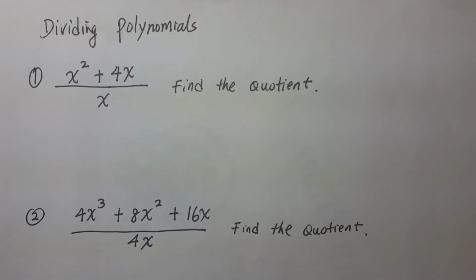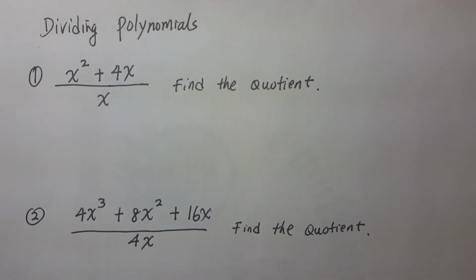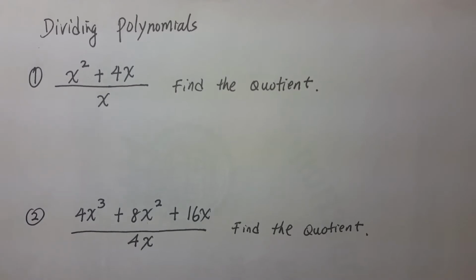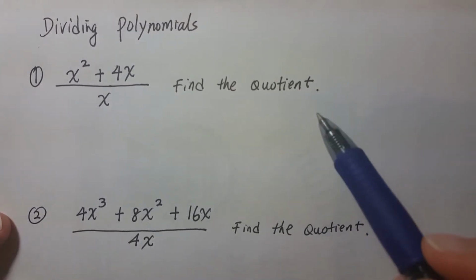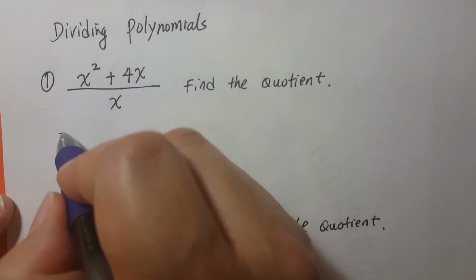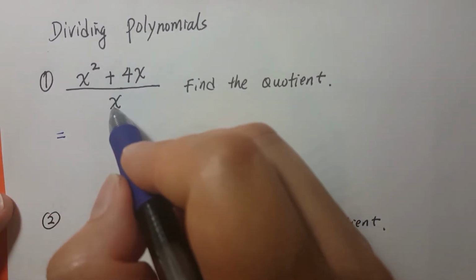Hi, today's topic is dividing polynomials. Let's take a look at question number 1. We have x squared plus 4x divided by x. Find the quotient, it means divide. So we have to use each divided by x.